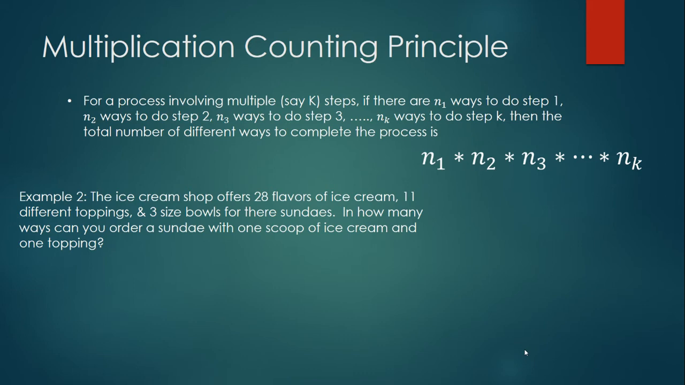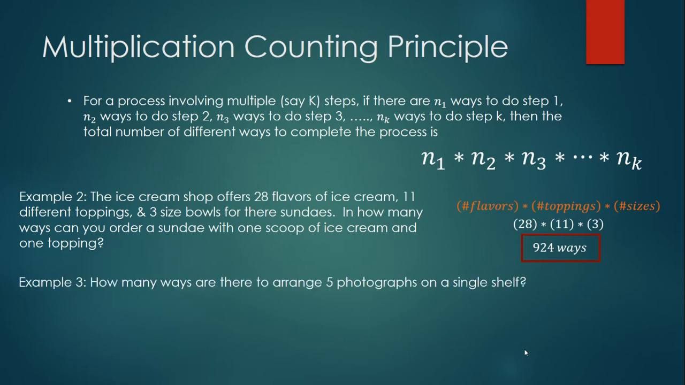So for example, the ice cream shop offers 28 flavors of ice cream, 11 different toppings, and 3 bowls for their sundaes. In how many ways can you order a sundae with 1 scoop of ice cream and 1 topping? So we're going to take the number of flavors, multiply by the number of toppings, and then take the number of sizes and multiply. So 28 times 11 times 3 is 924 different ways I can order a 1 scoop sundae with 1 topping.